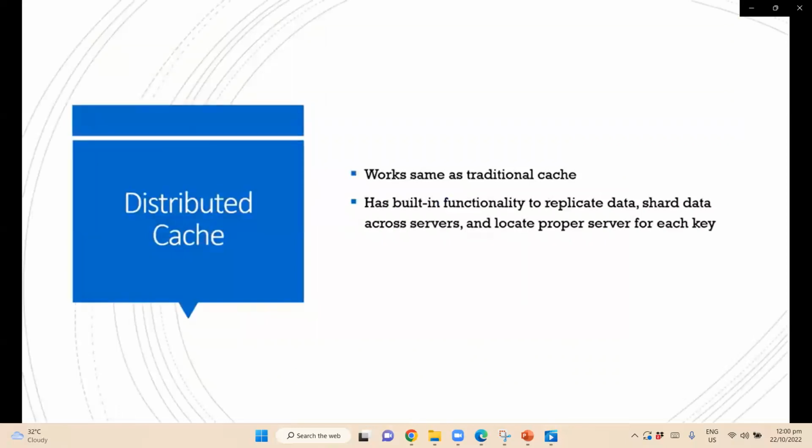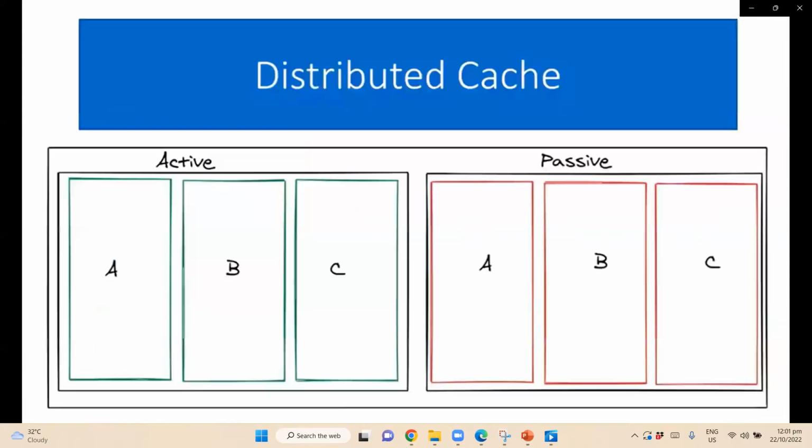Building off of simple caching, we have what's known as distributed cache, which works the same way, but it has built-in functionality to replicate the data, shard it across multiple servers if our amount of data is too big for a single server, and then locate the proper server to find for each key that we're using. The main reason you do this is that at scale, you don't want your entire system to break down just because your single cache server goes down.